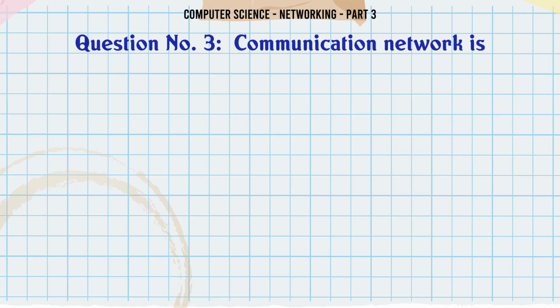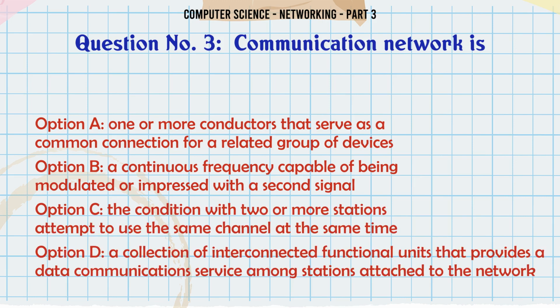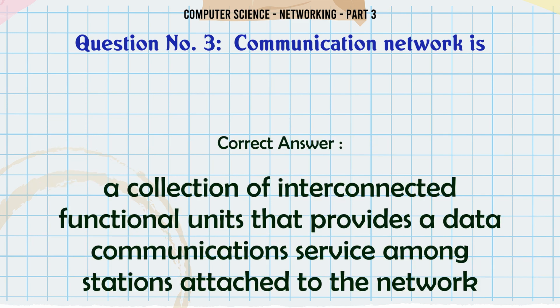Communication network is A. One or more conductors that serve as a common connection for a related group of devices. B. A continuous frequency capable of being modulated or impressed with a second signal. C. The condition with two or more stations attempt to use the same channel at the same time. D. A collection of interconnected functional units that provides a data communications service among stations attached to the network.